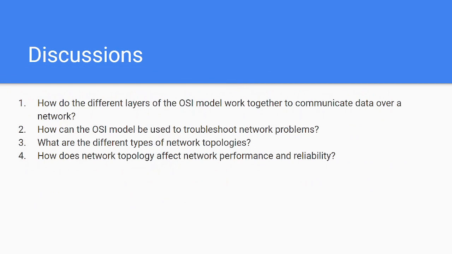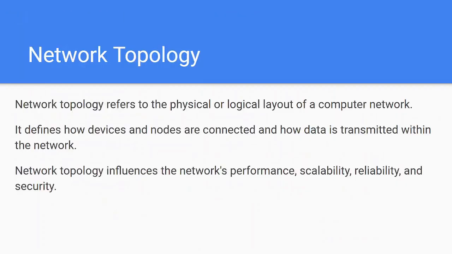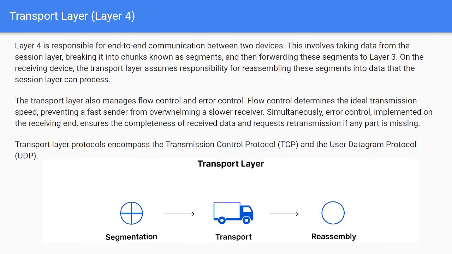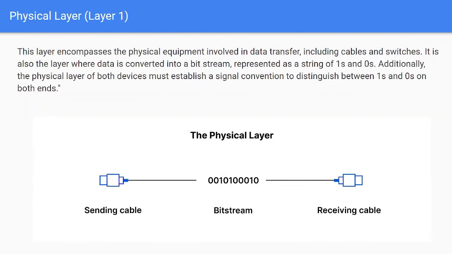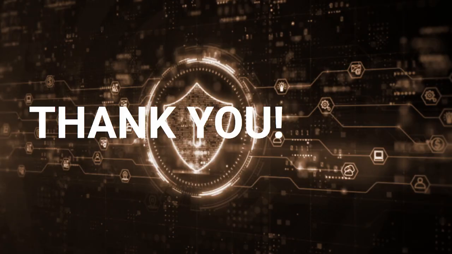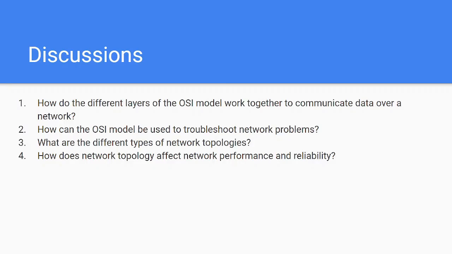So this topic of discussion: how do the different layers of the OSI model work together to communicate data over a network? Just think about it. We talked about the OSI layers: the application layer, presentation layer, session layer. What's the next one after the session layer? We have the transport layer, the network layer, the data link layer, and the physical layer. We talked about each of these layers. So how do you think these layers can work together to communicate data over a network?